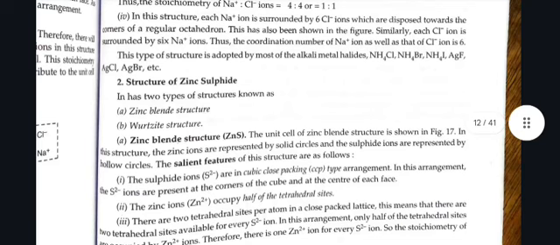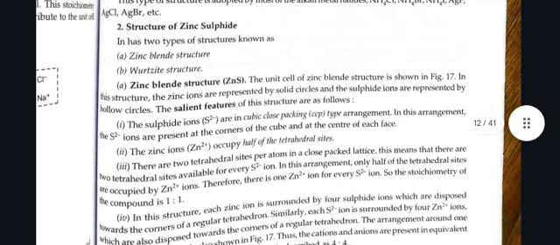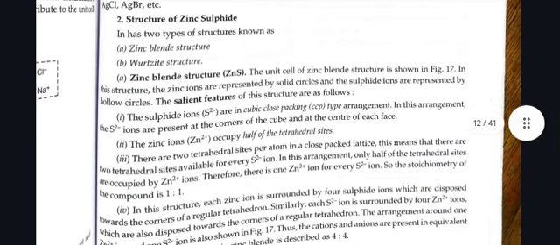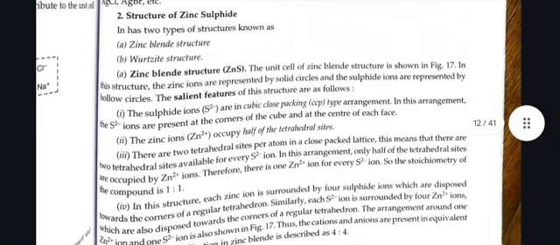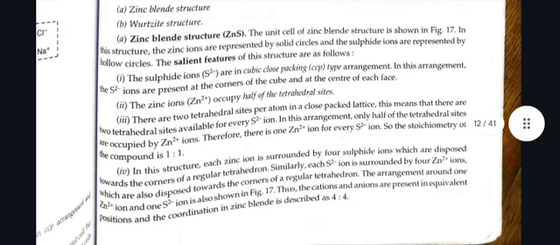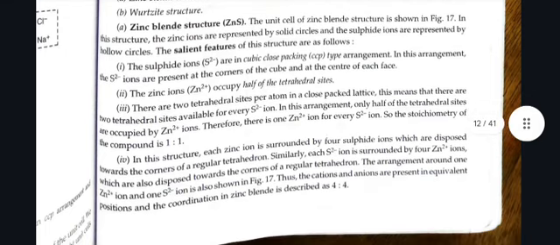It has two types of structure known as zinc blende structure and wurtzite structure. So first we discuss zinc blende structure or ZnS. The unit cell of zinc blende structure is shown in figure 17. In this structure, the zinc ions are represented by solid circles and the sulfide ions are represented by hollow circles. The salient features of this structure are as follows.